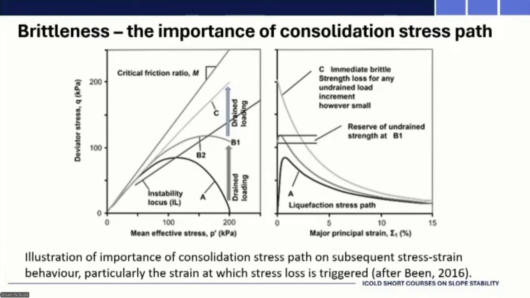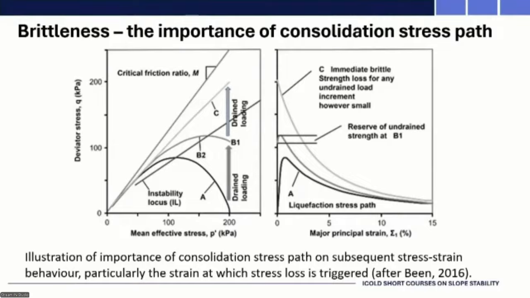Undrained loading, sample A starts contracting, you get to that peak q, the instability line or instability locus, and you get strength loss. So if you look at the right curve, sample A goes up, hits a peak, starts essentially strain softening, losing strength. But it took a lot more displacement or strain to get to that peak, and it took a lot more strain to lose that strength.